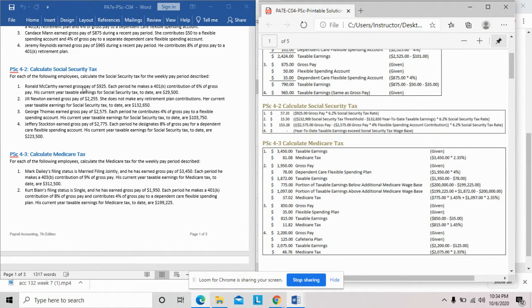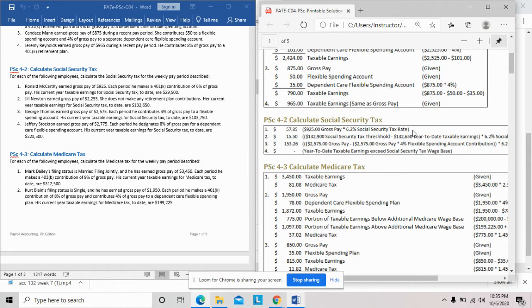If you look at the situation here, problem one, hope everyone can see that. Ronald McCarthy earned a gross pay of $925. Each period he makes a 401(k) contribution of 6% of gross pay. His current year taxable earnings for Social Security tax to date is $29,500. If you look here in 4.2, how it's calculated, the Social Security tax is calculated with the gross pay of 925 multiplied by the 6.2% Social Security rate to get the Social Security tax of 57.35, as you see there.